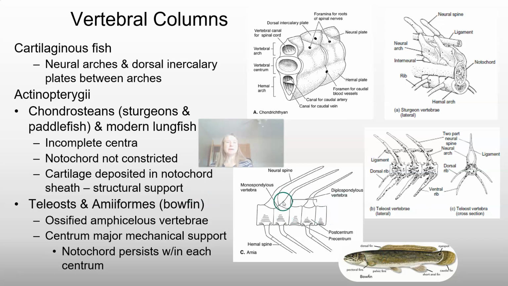But here, we lose these intercalary arches. We have ossified amphicoelous vertebrae. Okay, so ossified amphicoelous vertebrae, our centra are fused here. The centrum becomes this major mechanical support. The notochord, however, does persist within each centrum. So the notochord is still there. So here again.